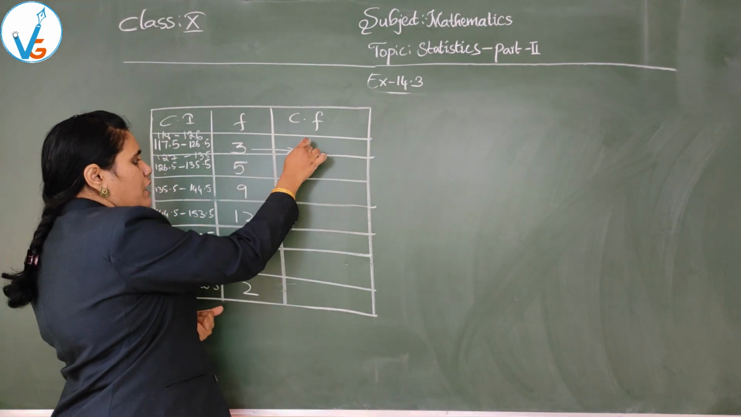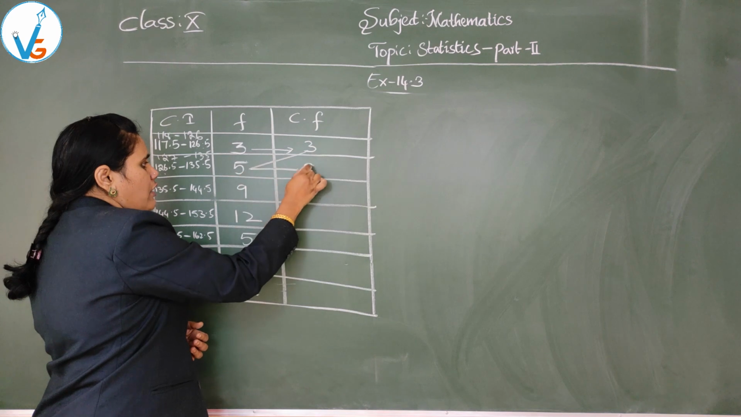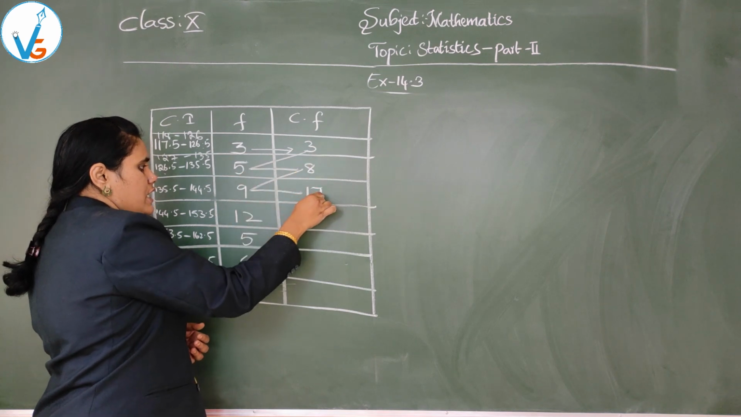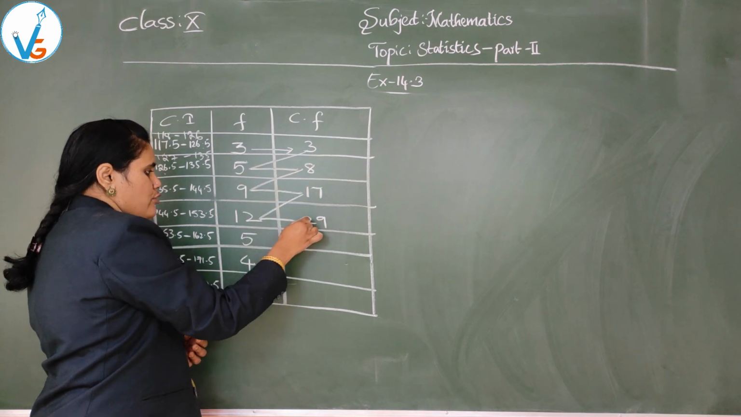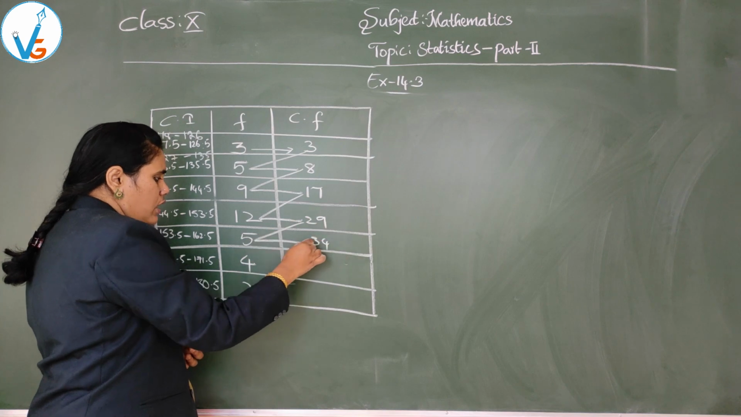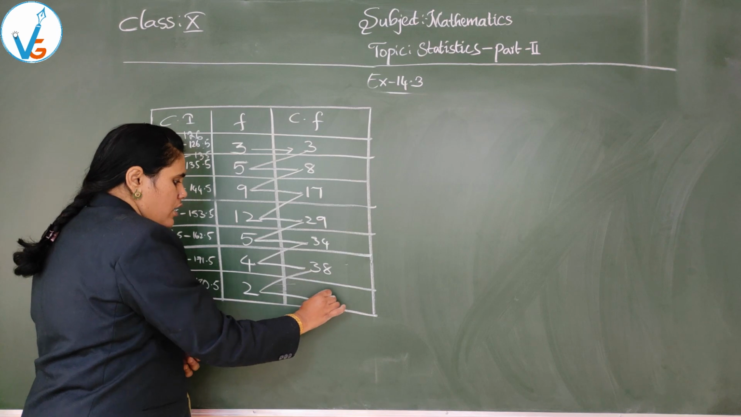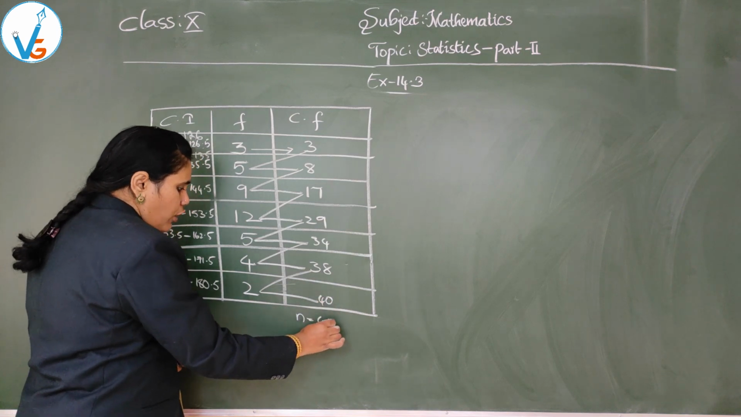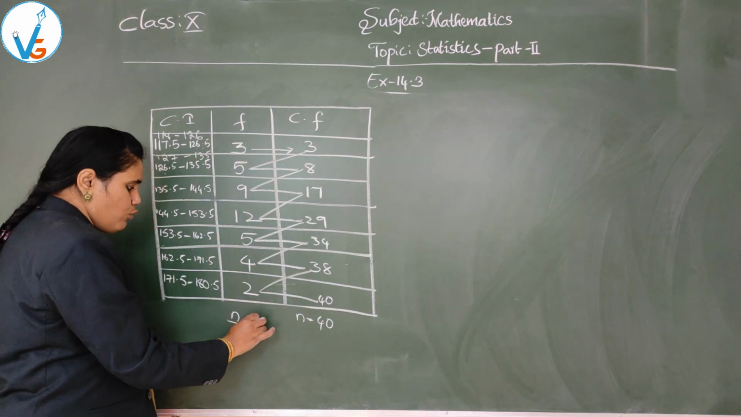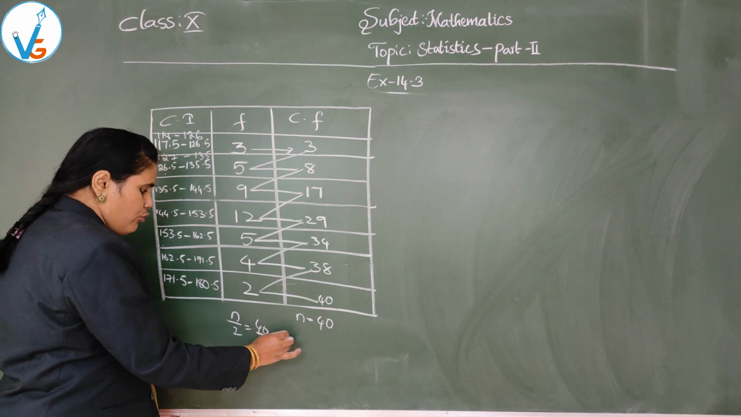You have to find out cumulative frequency. 3. 3 plus 5 is 8. 8 plus 9 is 17. 17 plus 12 is 29. 29 plus 5 is 34. 34 plus 4 is 38. 38 plus 2 is 40. So, what is the value of n here? 40. What you have to do? n by 2. 40 by 2, which is equal to 20.